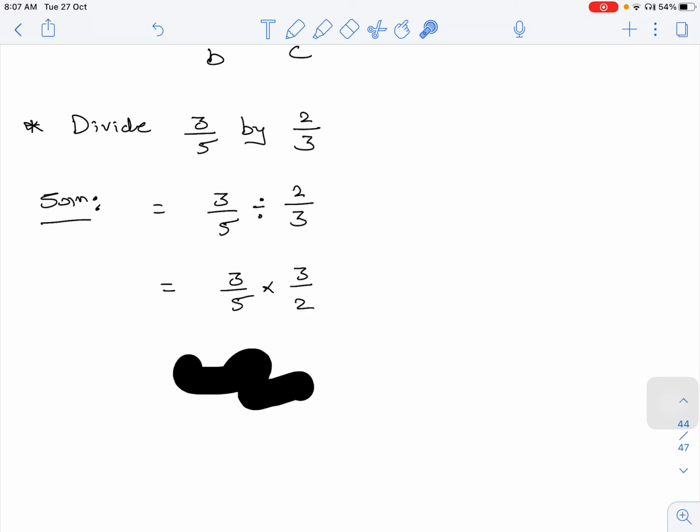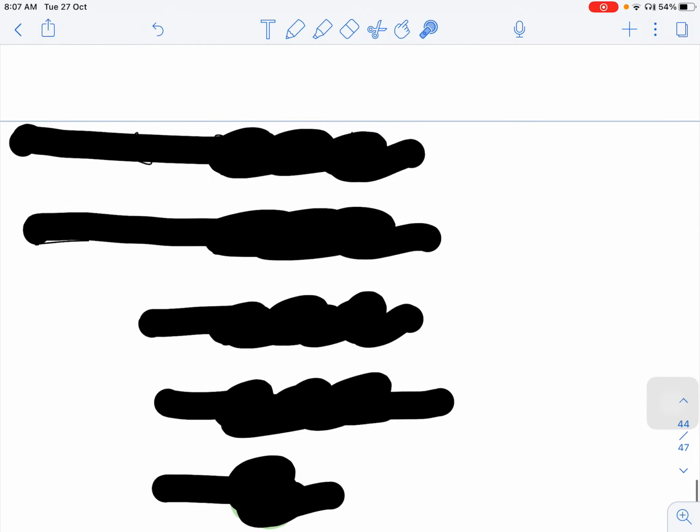Now what we have to do, first check whether we can cancel any number or not. So here no number can be cancelled. Then we will multiply numerator to numerator and denominator to denominator. So 3 threes are 9, and 5 twos are 10. So what will be the answer? 9 upon 10. Okay, now let us consider the next example.